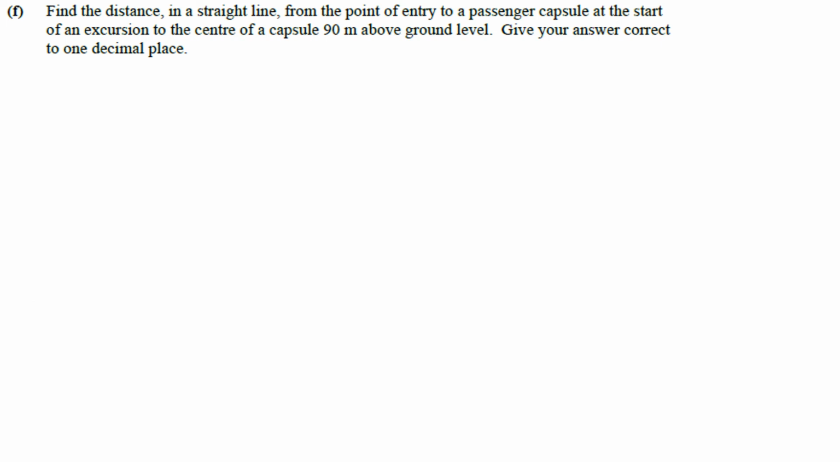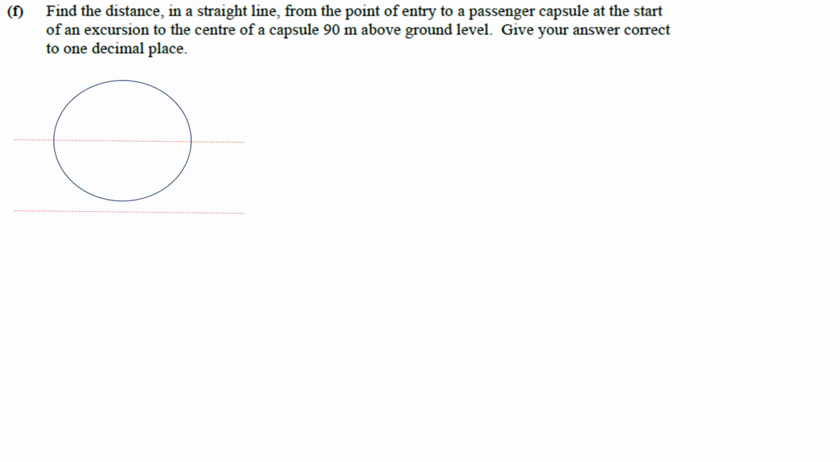So the final part to this question is to find the distance in a straight line from the point of entry to a passenger capsule at the start of an excursion to the center of a capsule 90 meters above the ground. Give your answer correct to 1 decimal place. The important thing to note here is there are 2 points where the passenger capsule hits 90, and it doesn't matter because the circle is symmetrical. It doesn't matter which one you choose to work with, you'll get the same answer, and that's why they didn't distinguish whether it was on the way up or the way down.